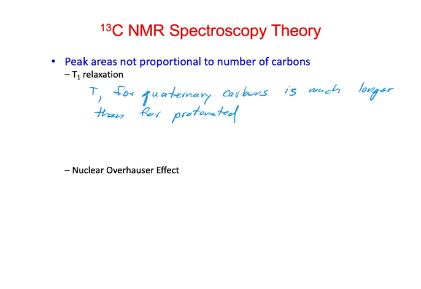And so remember that in order to get correct integrations, we had to make sure that we allowed the nuclei to fully relax between our different pulses. But in C13, because the quaternary carbons have a much longer T1, usually we don't wait long enough. And so they don't fully relax. And so that also gives us different size peaks.